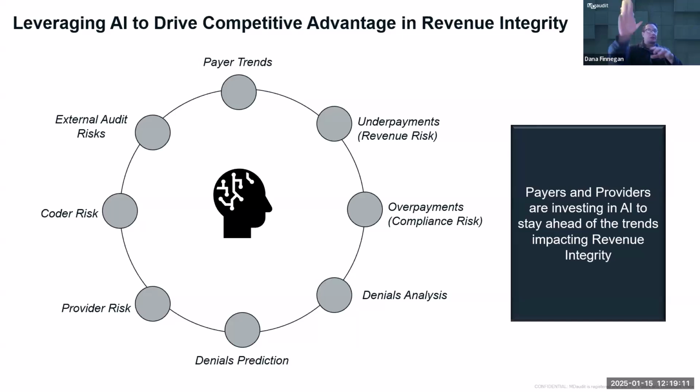That's one example. Let's talk about underpayments and overpayments. Any good technology can look at your billing. Let's take your provider's billing. Let's even do something as simple as E&Ms and procedures. It can look at your providers by specialty and compare them to what CMS considers normal billing patterns.